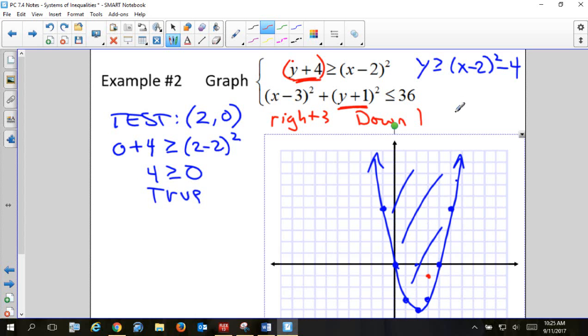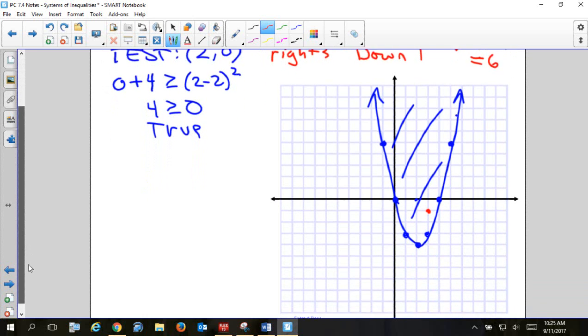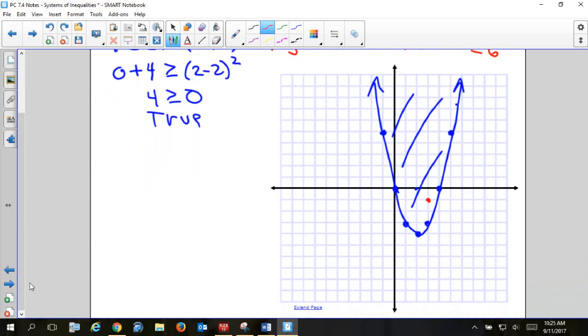And then our radius is what? 6. You take 36 and square root it. So from the center, go out 6. And do your best to draw a good circle.